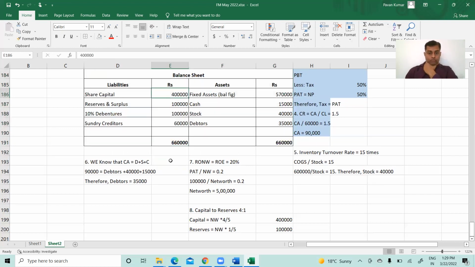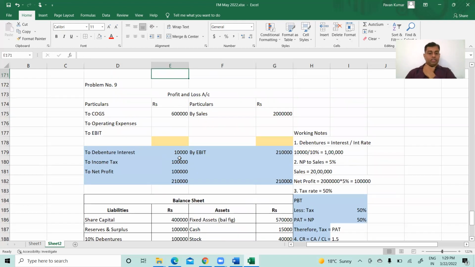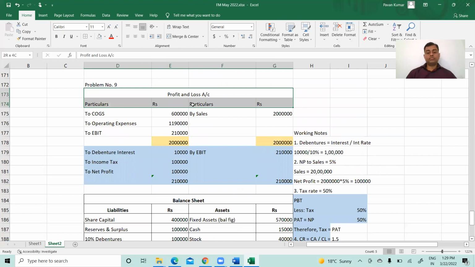Once the balance sheet is over, go to P&L part. So EBIT 2,10,000 we know. So can I put EBIT 2,10,000 here? So this is 20 lakhs. Operating expenses is balancing figure. Problem is over. This is your P&L.